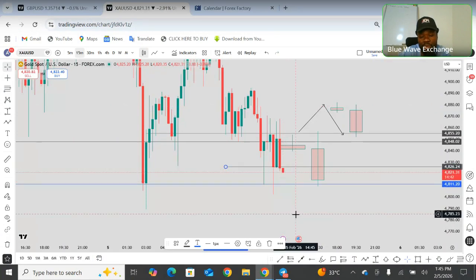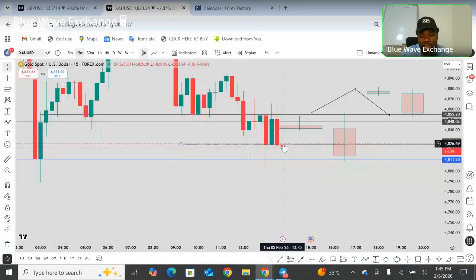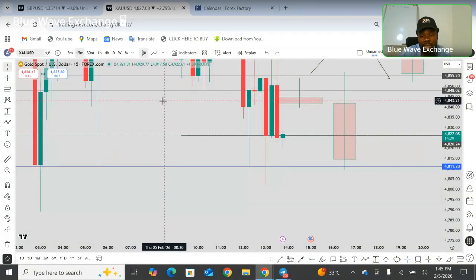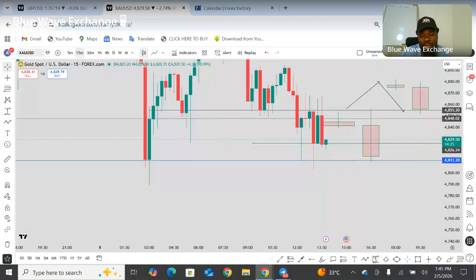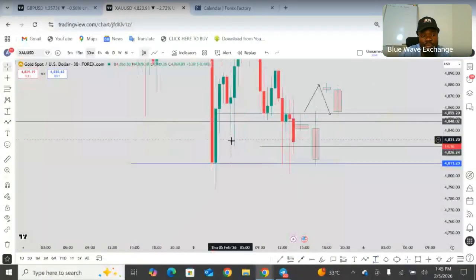But before you take a breakout, you need to make sure price has pulled back. Okay, price has pulled back, a significant pullback. Price is close. So this is the target.